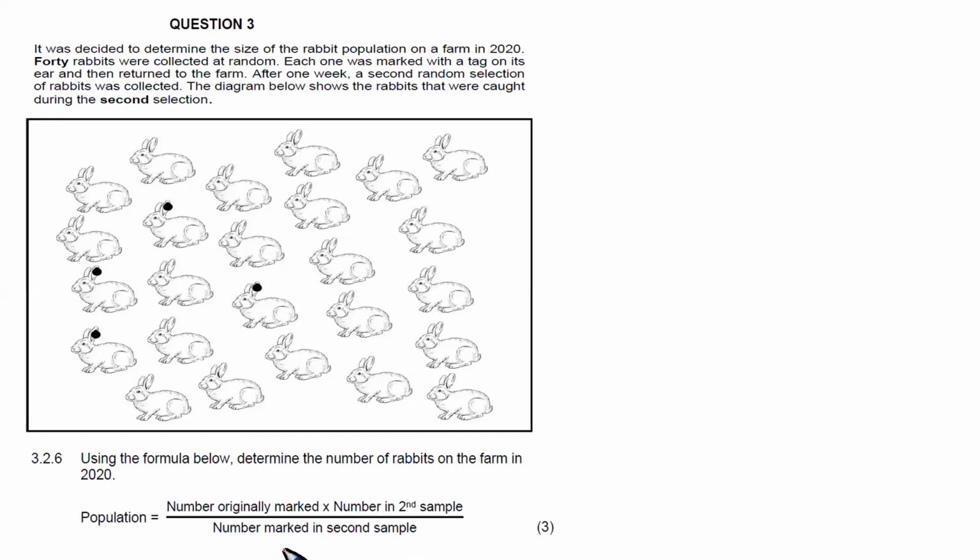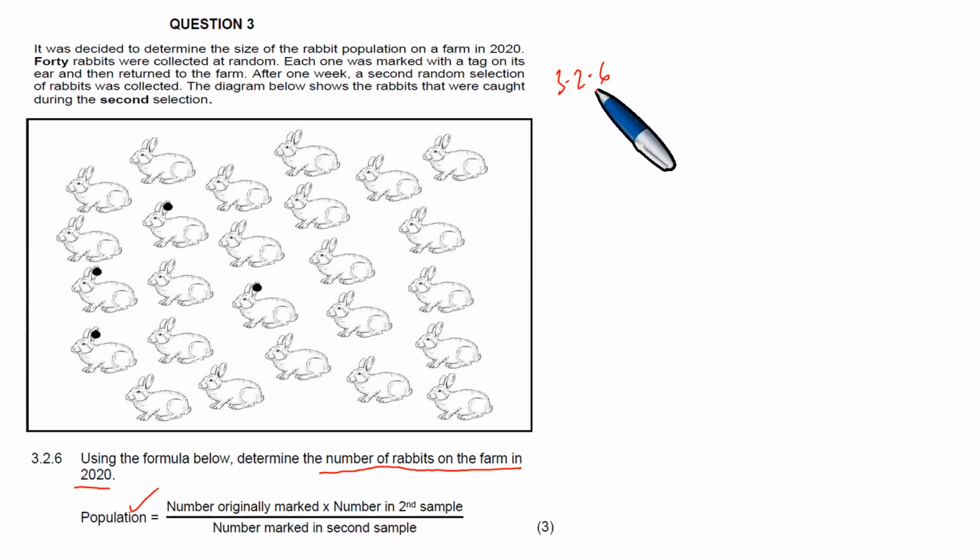So what is this formula used for? It is used to determine the number of rabbits on the farm in 2020. It's used to find the population. What formula do we use to find the population of the rabbits in life sciences? We say population is number originally marked times number in second sample divided by the number marked in second sample. So that is 3.2.6. Let's do the calculation.